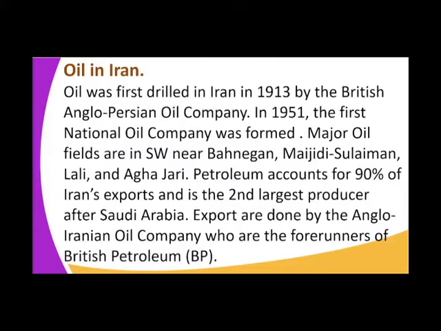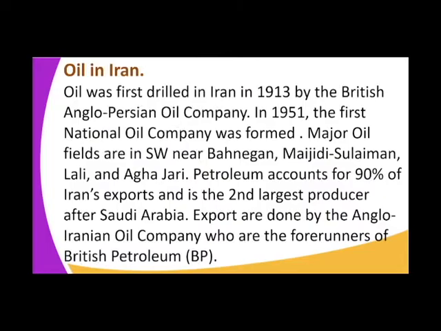Let's look at oil in Iran. Oil was first drilled in Iran in 1913 by the British Anglo-Persian Oil Company. In 1951, the first national oil company was formed. Major oil fields are in the southwest near Bahnegan, Masjed Soleyman, Lali, and Aga Jari.